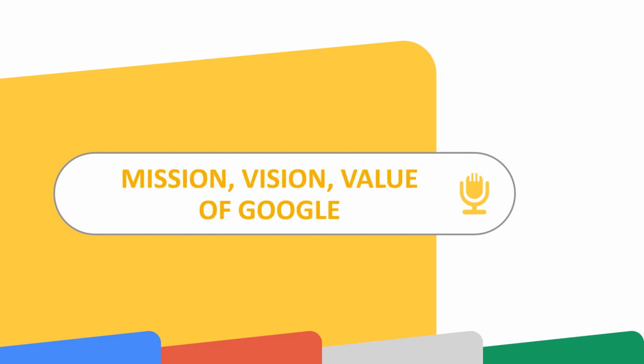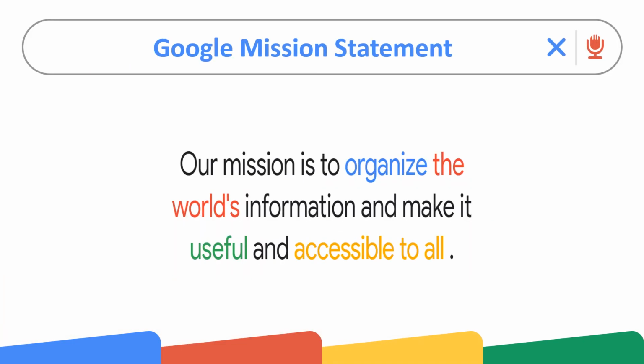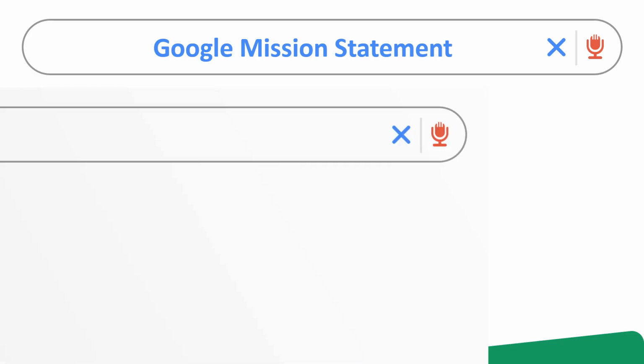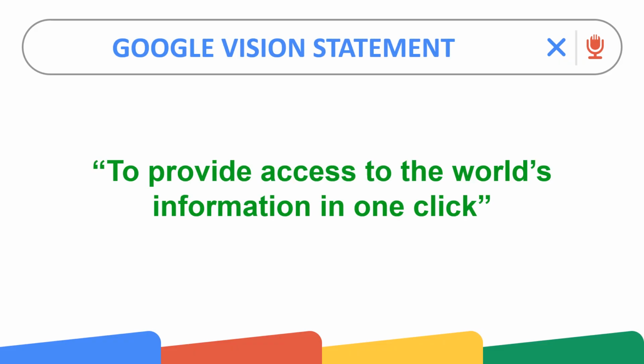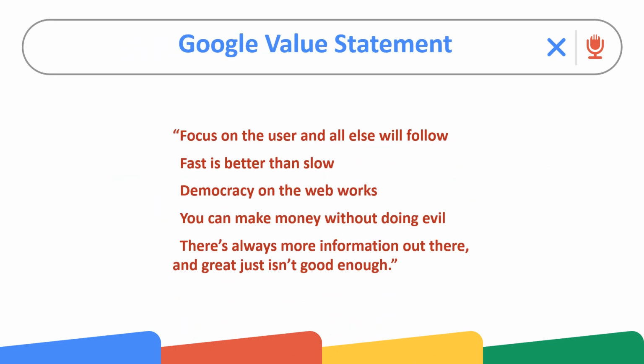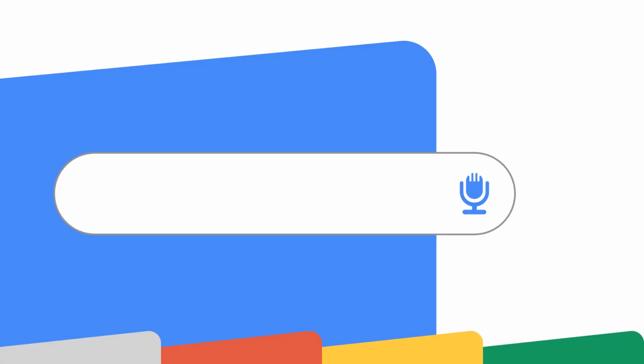This is about the mission, vision, and value of Google. Let's check it out. Google mission statement. Google vision statement. Google value statement. Okay, that's it. And let's move to the next part.